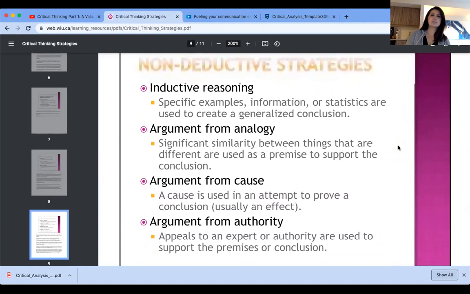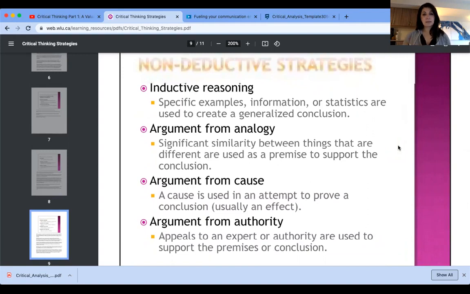Non-deductive strategies: the first one we call inductive reasoning. In order to have a good debate, I'm arguing my opinion with specific reasons. In inductive reasoning, specific examples, information, and statistics are used to create a generalized conclusion.